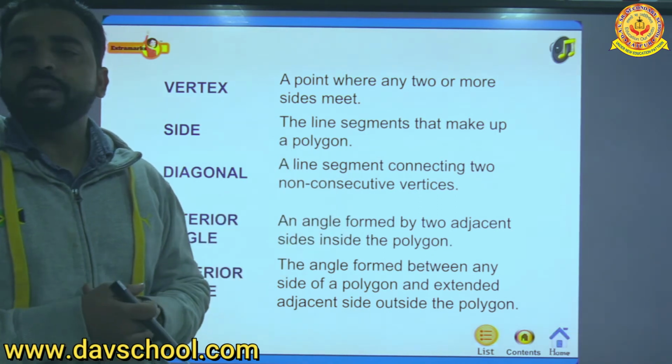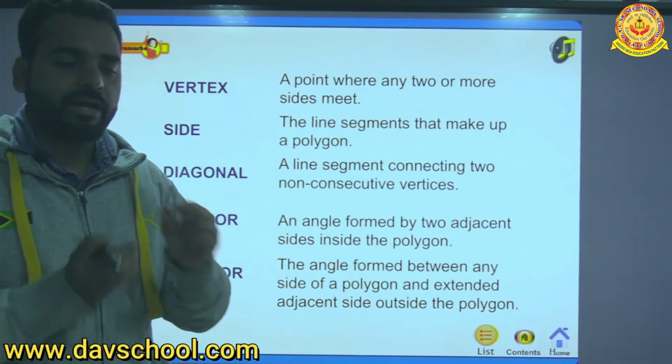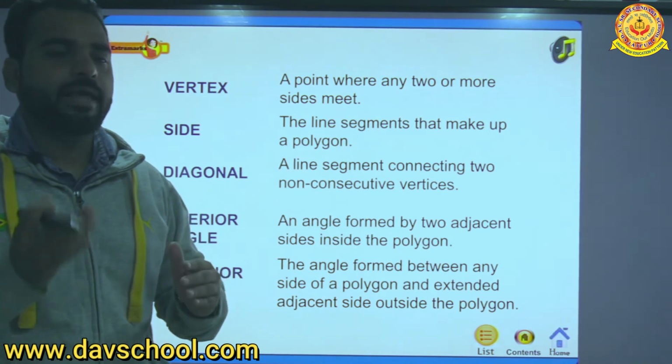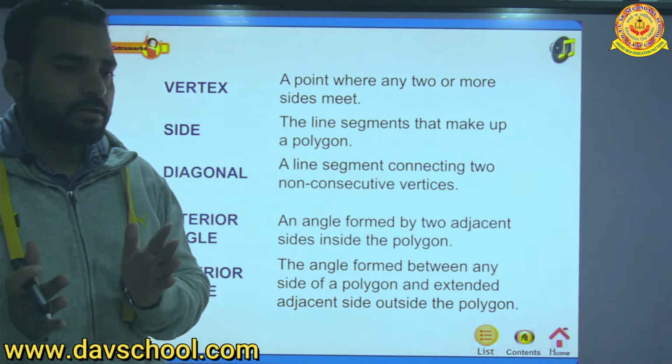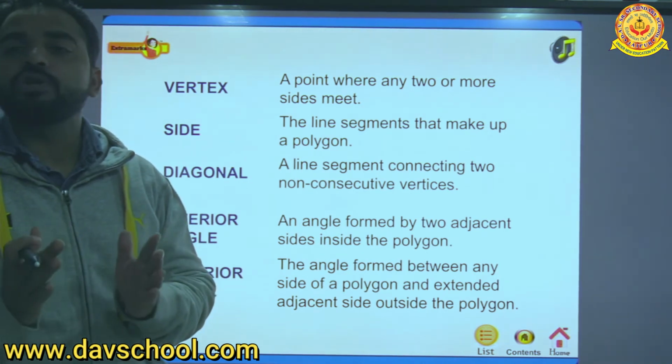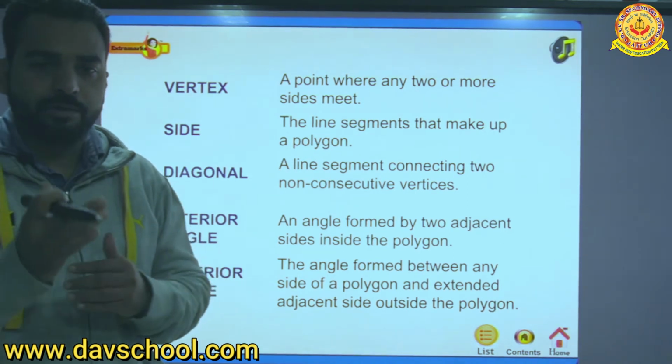Consecutive means when the two things come back to back. For an example, 10 and 11. These are consecutive numbers because they come back to back. That means the difference between the two numbers is only 1. That means these are successive numbers. Right?